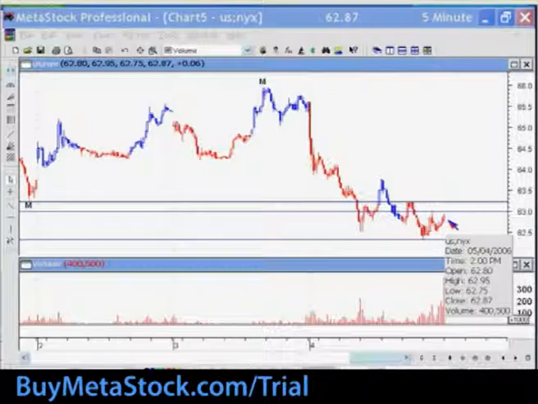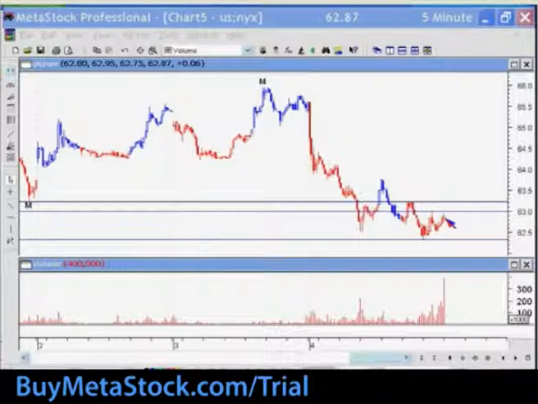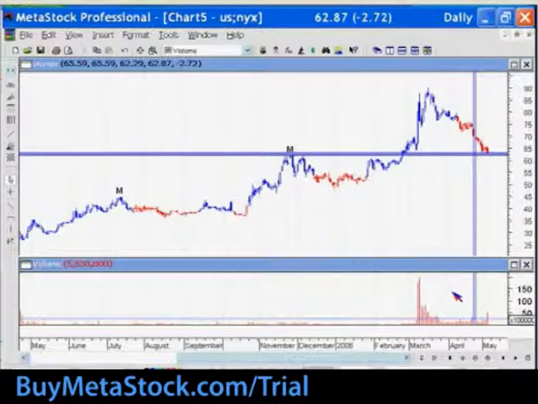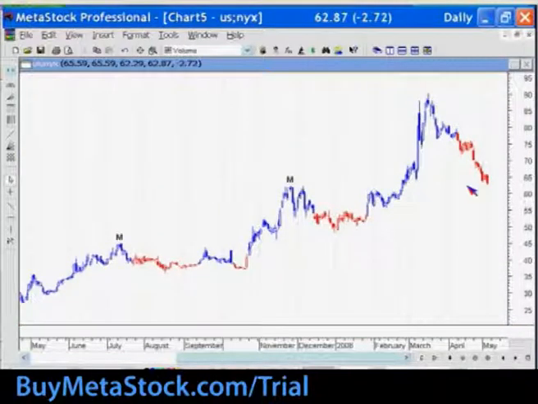Did everybody get that number? I typed it in and it didn't show up. Okay, it is 63.25 minus 62.87. There. What's the difference between those two? Somebody tell me. 38 cents. Okay, that's not a bad entry.